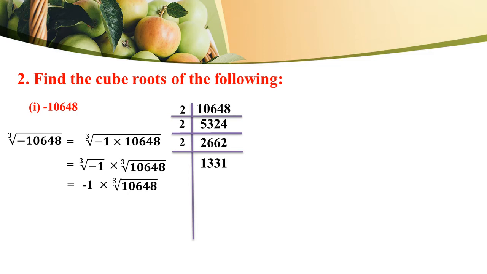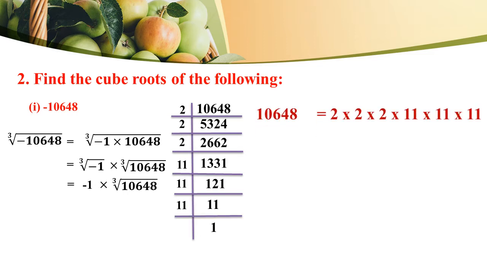So, we should take the next prime number. Next prime number is 3. This number is not divisible by 3, not divisible by 7 also. So, we should take the next prime number. Next prime number is 11. So, answer is 121. Again, divide by 11. We will get 11. 11 divided by 11, we will get 1. So, the factors of 10,648 equal 2 into 2 into 2 into 11 into 11 into 11.